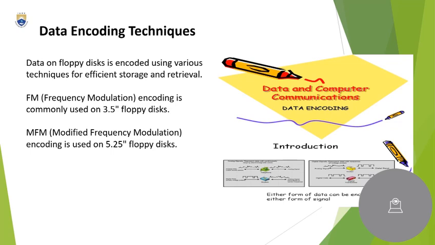As we observe this image, we have data and computer communications, data encoding. We have the introduction that either form of data can be encoded into either form of signal. So this is about data encoding techniques. We have two techniques, FM and MFM.